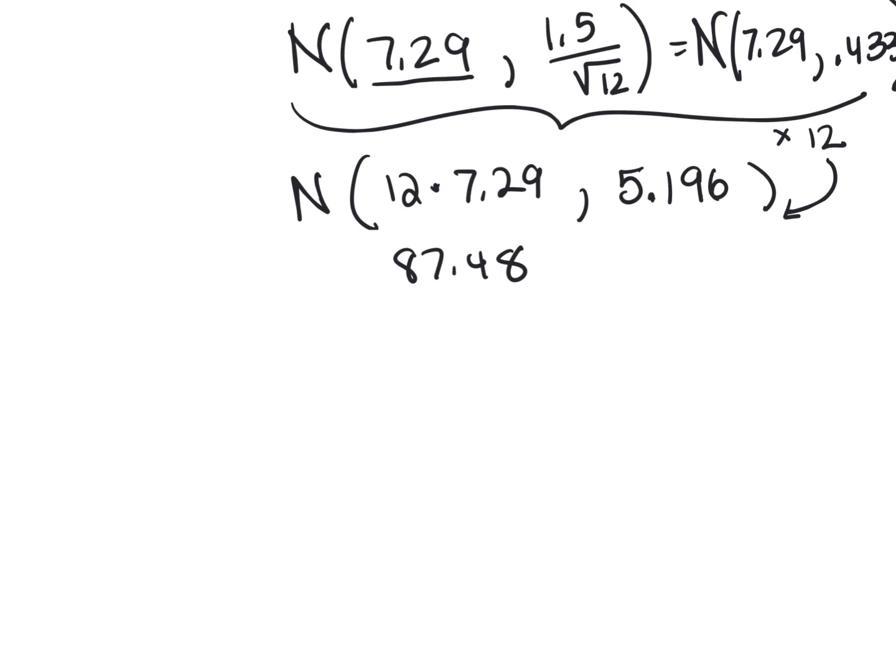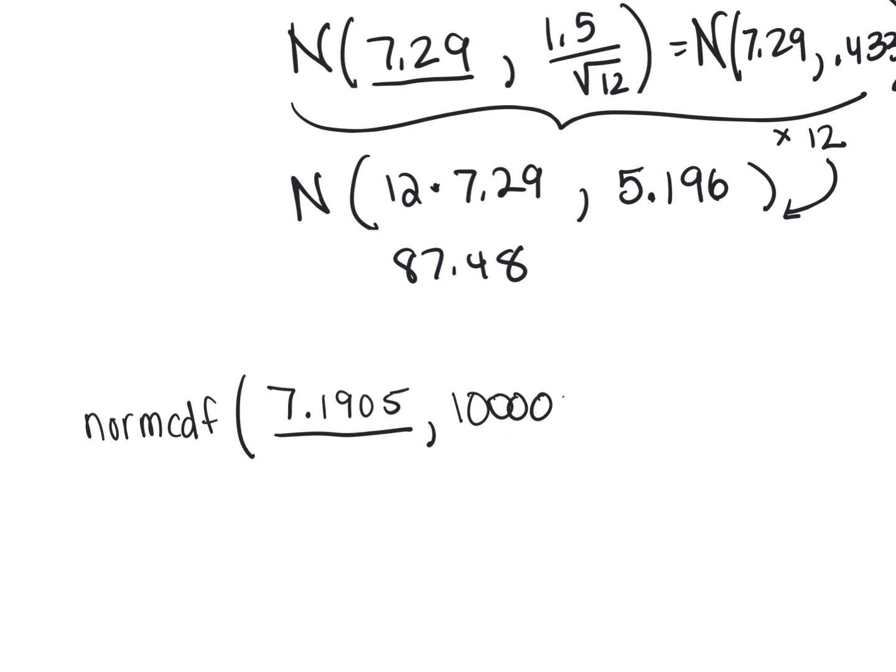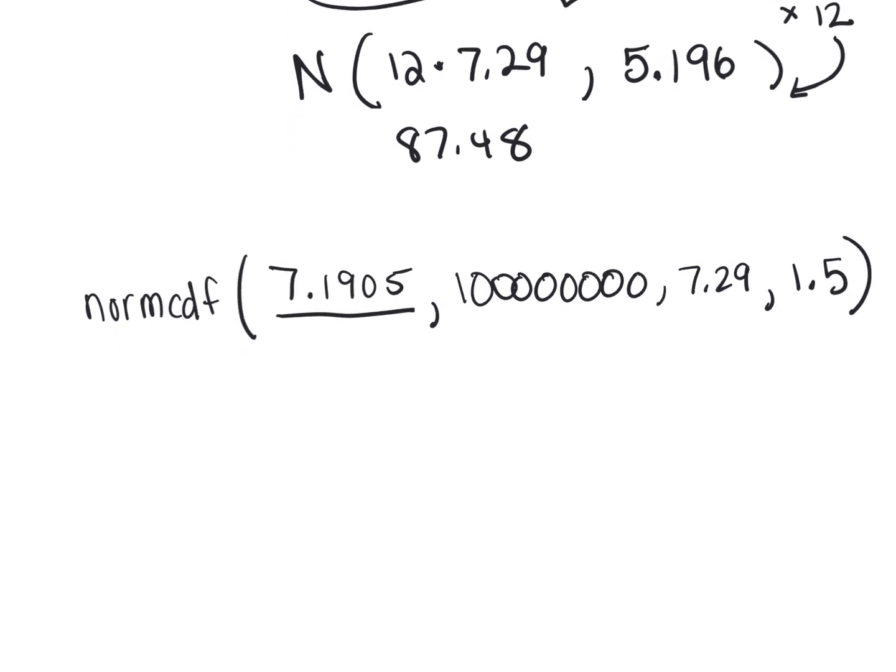Right. Find the probability that one randomly selected customer spends more than $7.1905. So this is normal CDF on my calculator. This is my lower limit. More than, so for the upper limit, I put a really big number in. My mean is 7.29, and it's just a single customer, so my standard deviation is 1.5. That gives me that answer.